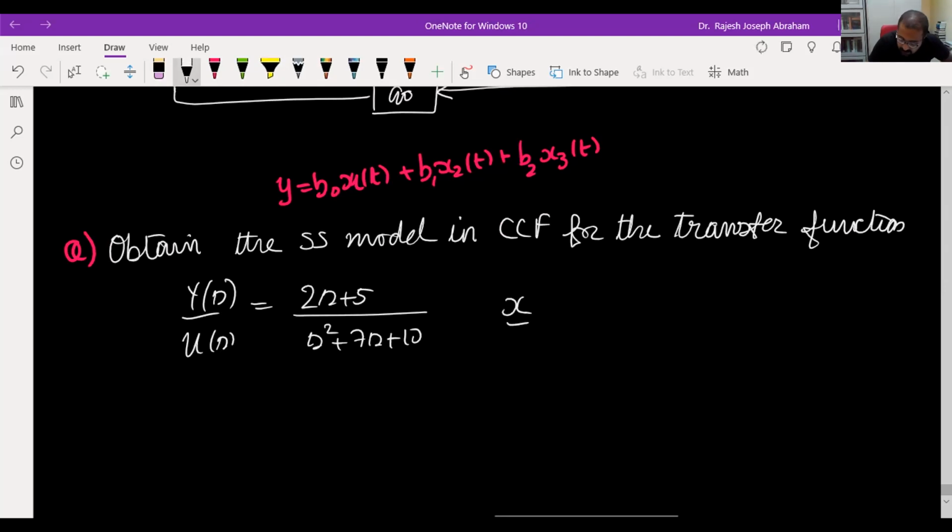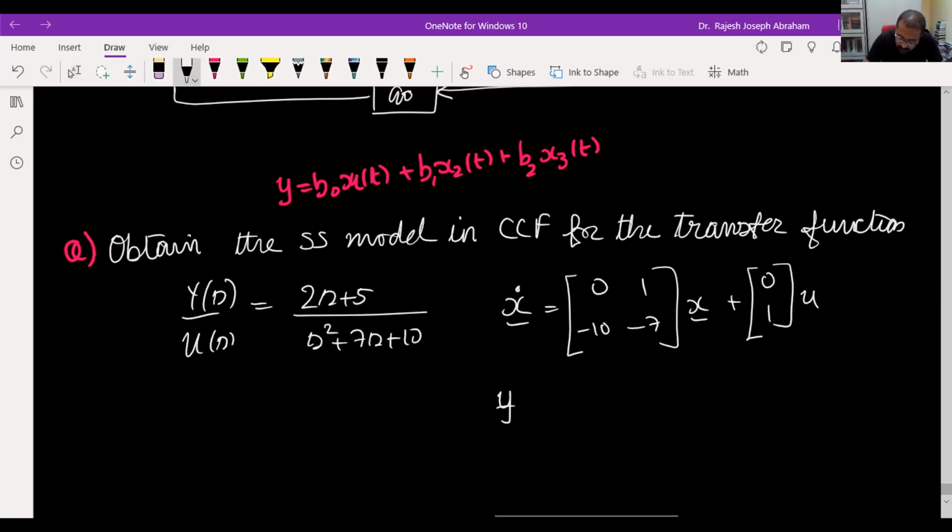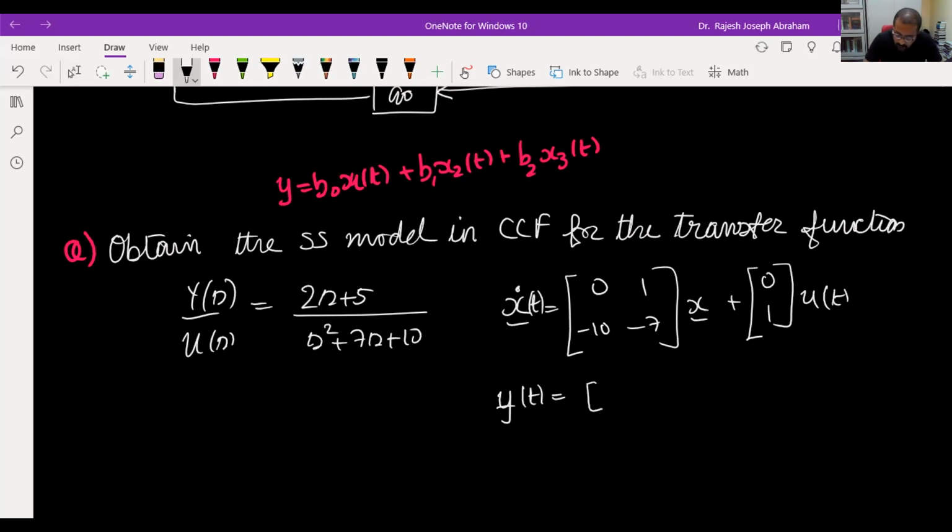Okay, so x dot, what does this mean? This means column vector x1 dot, x2 dot equal to. So what will be my A matrix? It should be 0, 1, minus 10, minus 7 into x plus what? 0, 1 u. Okay, and what should be y? Y must be equal to a row vector, that will be 5 2 into x. Okay, you can try deriving it for yourself.